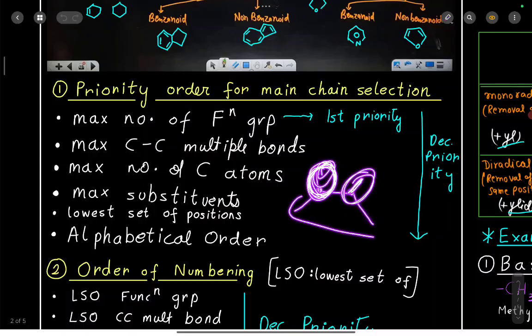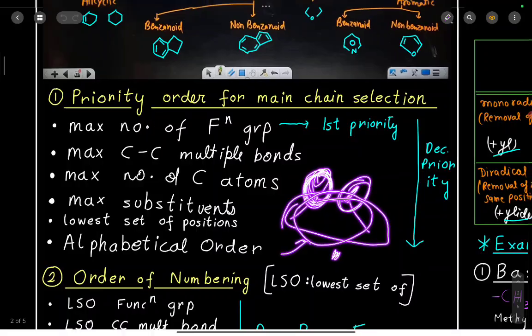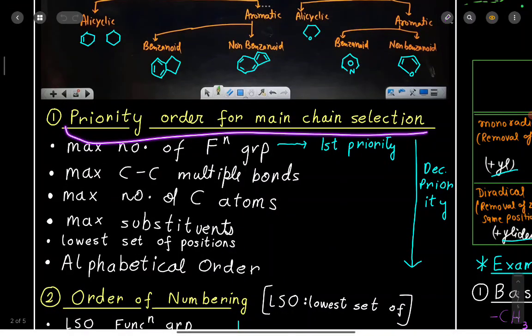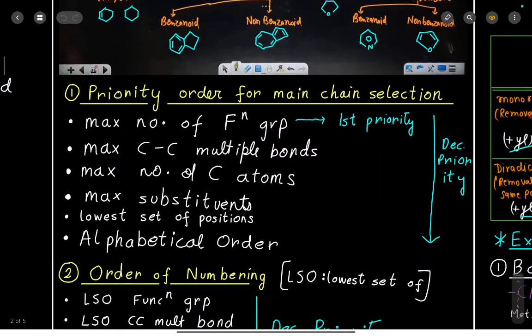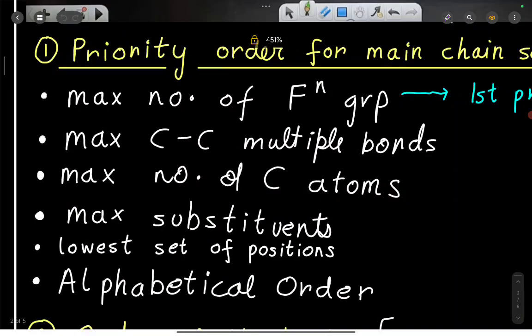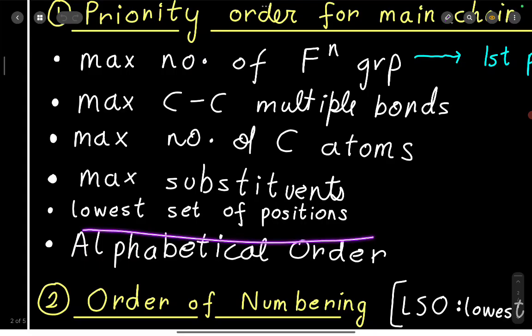But the main chain is the root of the entire compound, and we need to be very careful when selecting the main chain. So these are some guidelines on how to select the main chain, and we will go into more depth later. But for now, remember this order: priority to maximum number of functional groups, followed by maximum double bonds or triple bonds, followed by maximum number of carbon atoms, followed by maximum number of substituents, followed by lowest set of positions.